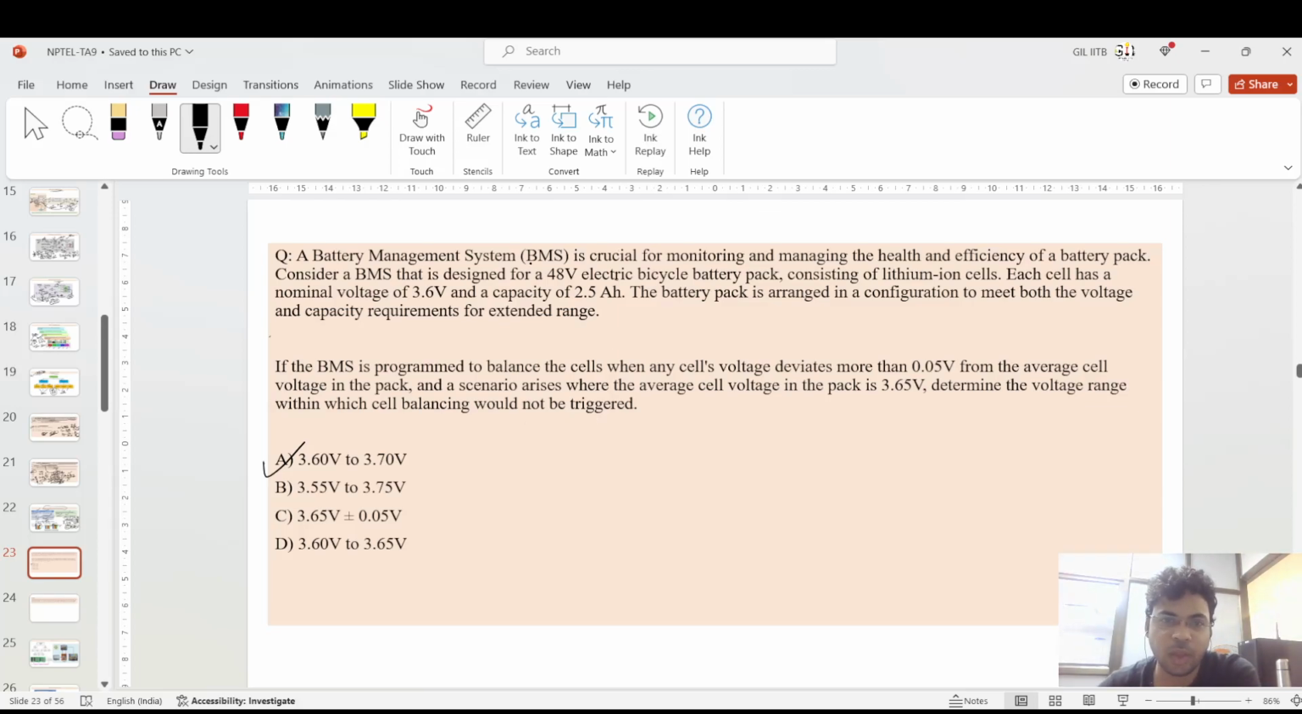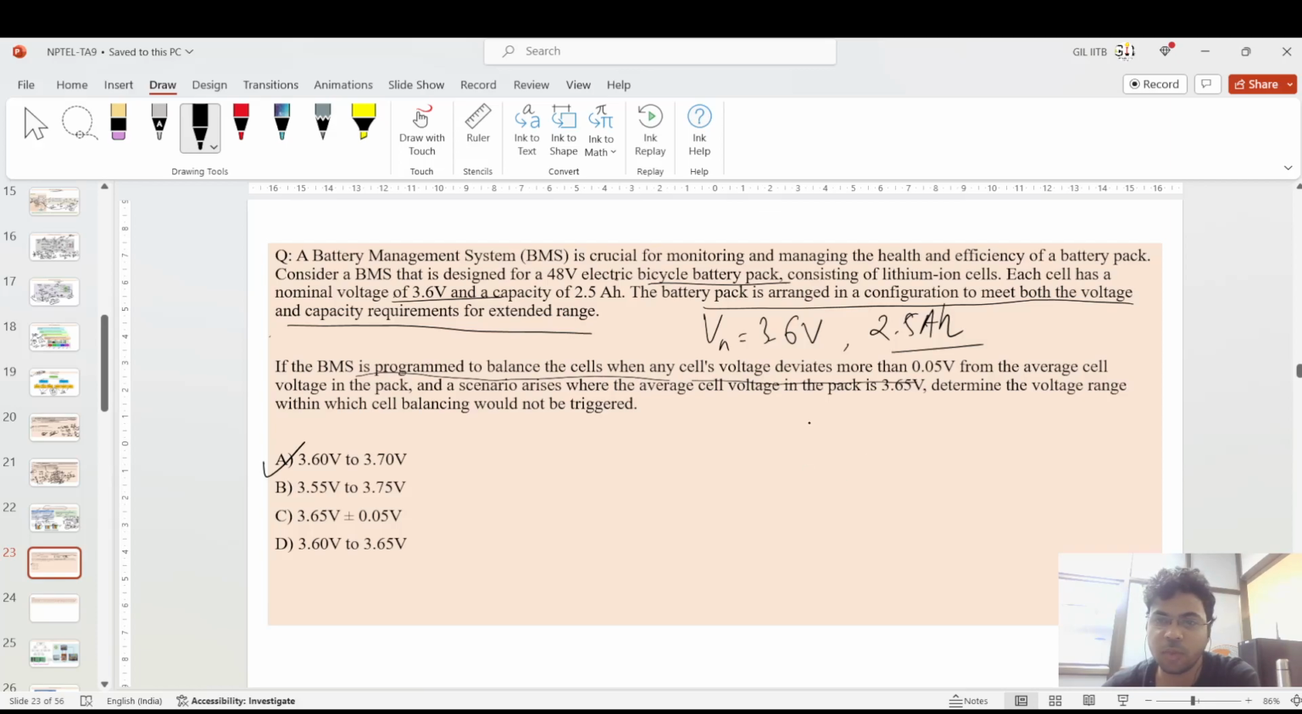Okay, let me explain this question. The correct answer is A, actually. The question says you have a certain battery pack for an electric bicycle, and each cell has a nominal voltage of 3.6 volt and a capacity of 2.5 Ah. The battery pack is arranged in a configuration to meet both the voltage and the capacity requirement.